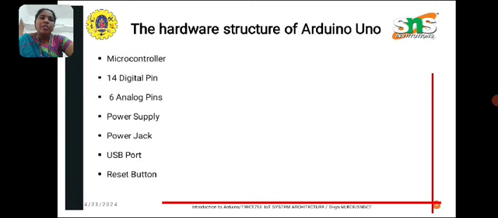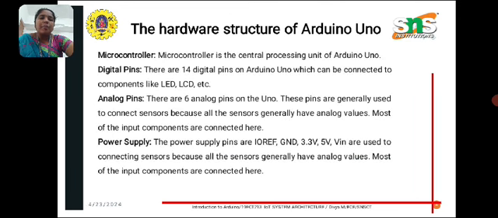Hardware structure of Arduino UNO: it contains a microcontroller, 14 digital pins, 6 analog pins, power supply, power jack, USB port and reset button. The microcontroller is the central processing unit of an Arduino. There are 14 digital pins on Arduino UNO which can be connected to components like LED, LCD, etc. And there are 6 analog pins on the board. These pins are generally used to connect sensors because all the sensors generally have analog values. Most of the input components are connected here.